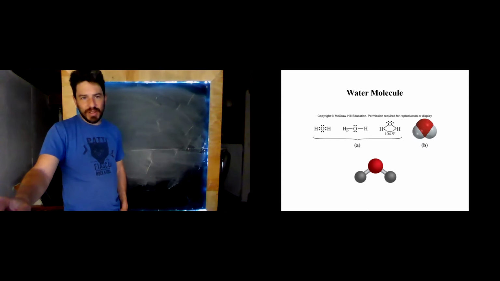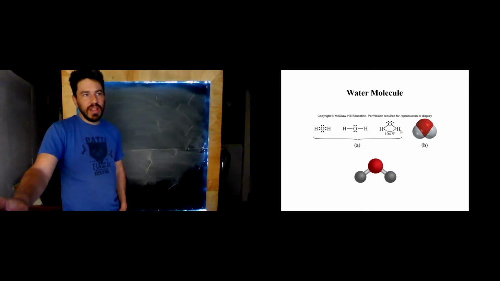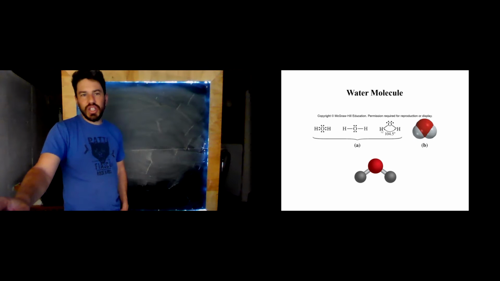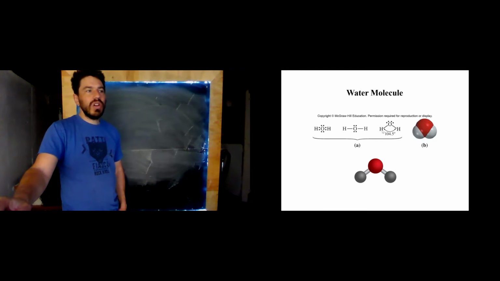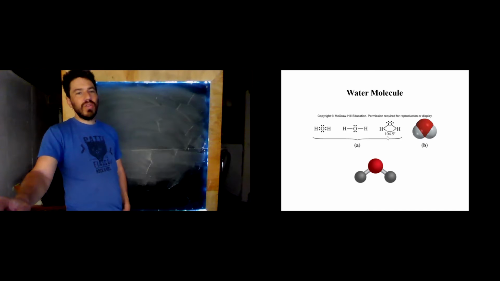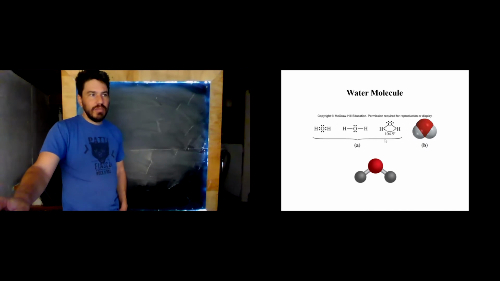An interesting thing happens to water. The first thing that's interesting is that it forms this bent shape. These unshared electrons end up on the far side of the oxygen atom, and so we end up with this bent shape. It's 104.5 degrees between these two bonds. And so water ends up taking on this bent shape.